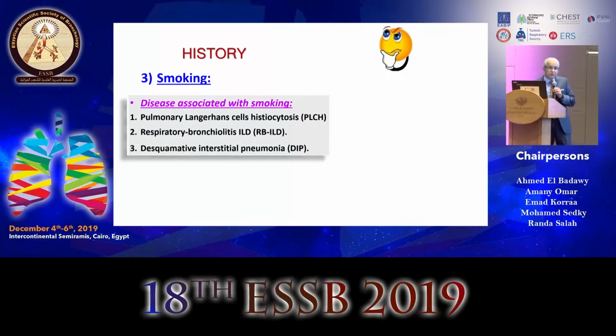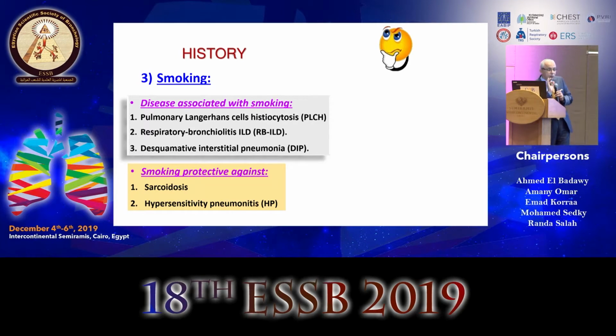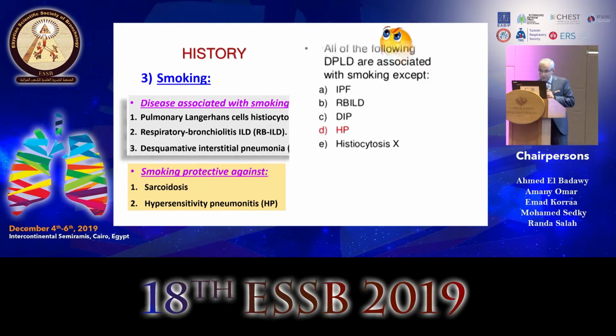Smoking history is very essential because we have a big list of smoking-related ILD: RB, RB-ILD, DIP, SRIF, UIP-IPF. Smoking seems to be protective, but it doesn't prevent the development of sarcoidosis and hypersensitivity pneumonitis. It's related to its inhibitory effect on the alveolar macrophage, on the lymphocyte, and on antigen production. If these diseases develop in smokers, the course will be worse than in non-smokers.